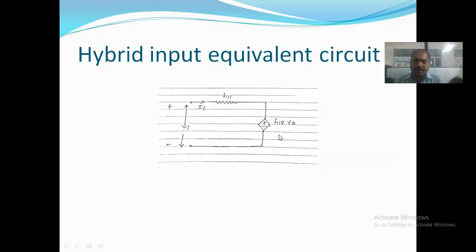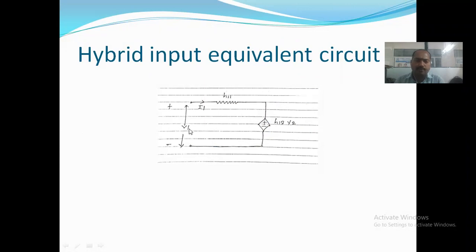Note what we have done here. V1 equals H11 I1. H11 means V1 upon I1, so we considered it a resistance and multiplied by I1. Plus H12 I1, which indicates a voltage ratio. The voltage ratio is a multiplying factor for this equation, so it should be attached here. H12 V2 indicates a voltage source, plus minus. So we have to describe the total equation for the input.